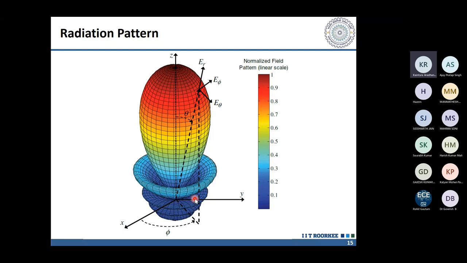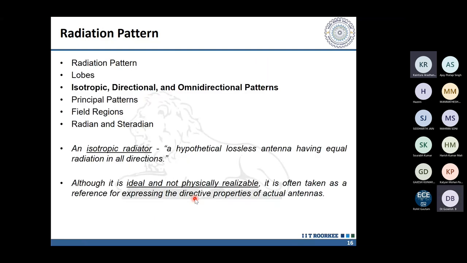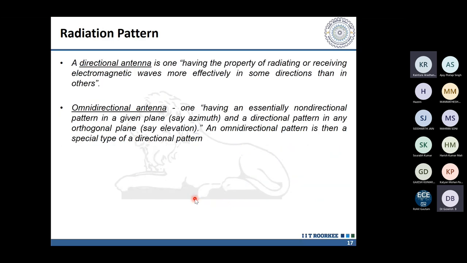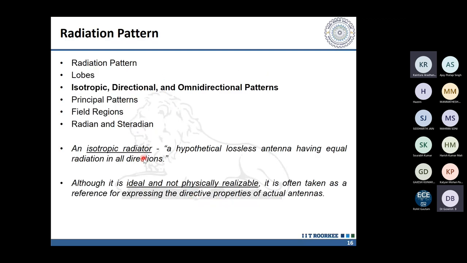Then we saw different types of radiation patterns, like the isotropic radiation pattern, directional radiation pattern, and omnidirectional radiation pattern. As we have already seen, an isotropic radiator is basically a hypothetical lossless antenna. It's an ideal antenna, not physically realizable. But it is a very useful reference for expressing the directive properties of actual, real antennas.